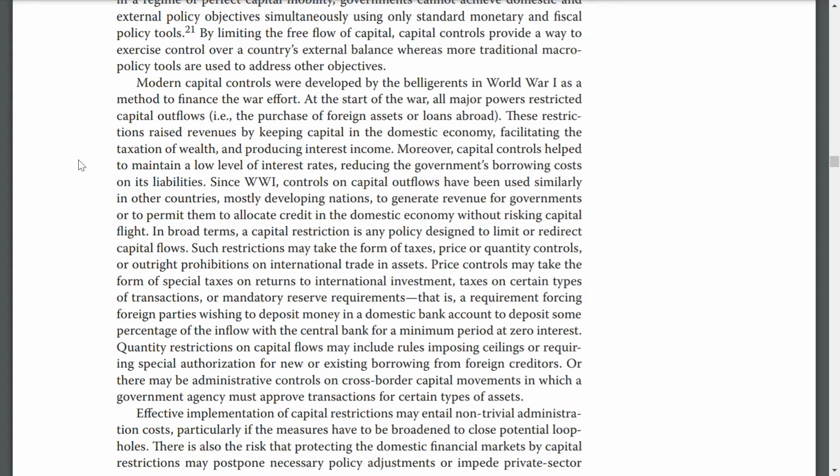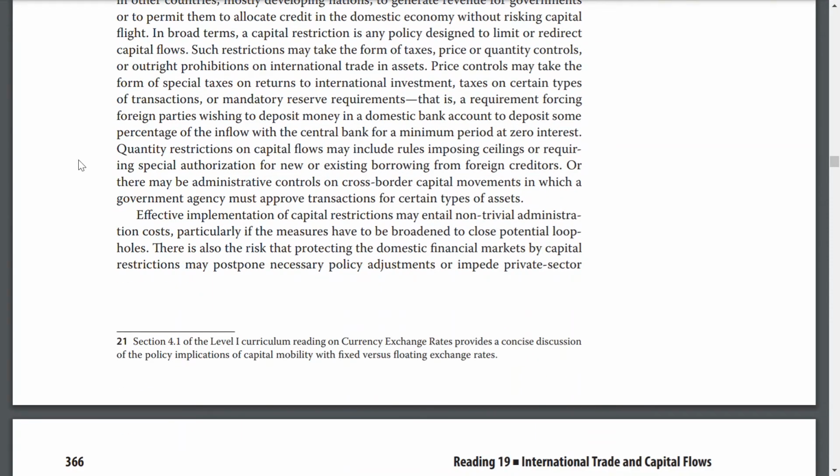Since World War I, controls on capital inflows have been used similarly in other countries, mostly developing countries, to generate revenue for governments or to permit them to allocate credit in the domestic economy, whereas risking capital flight. In broad terms, a capital restriction is any policy designed to limit or redirect capital flows. Such restrictions may take the form of taxes, price or quantity controls, or outright prohibitions of international trade in assets.